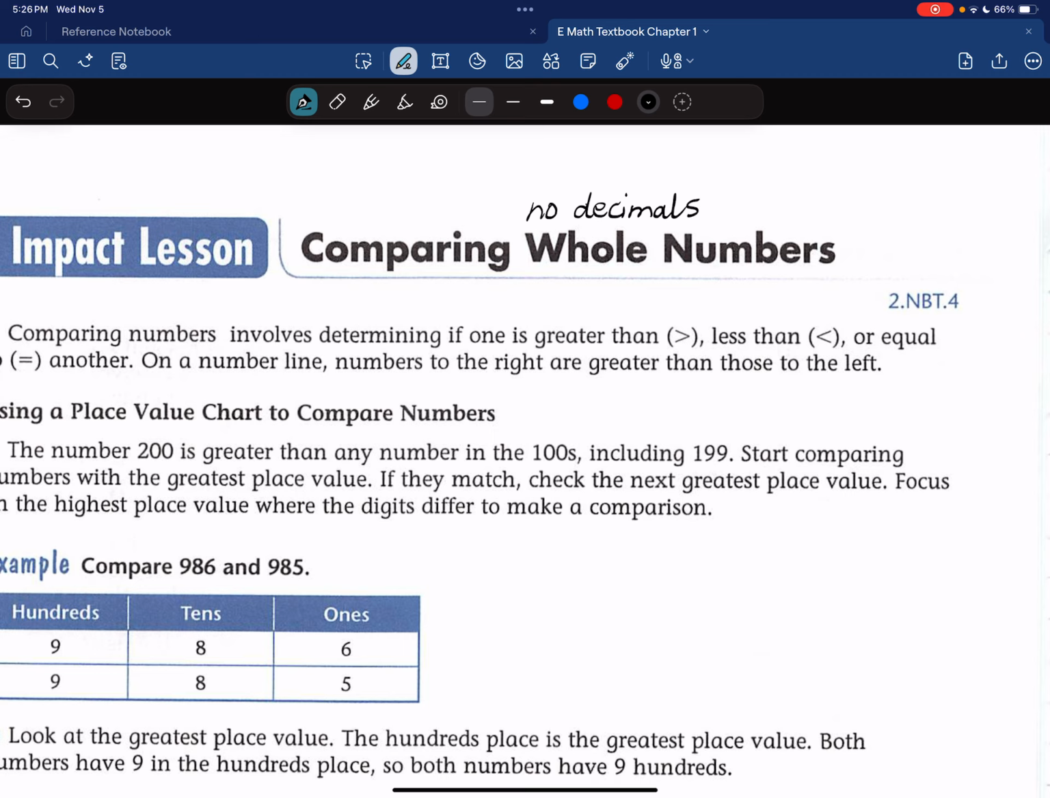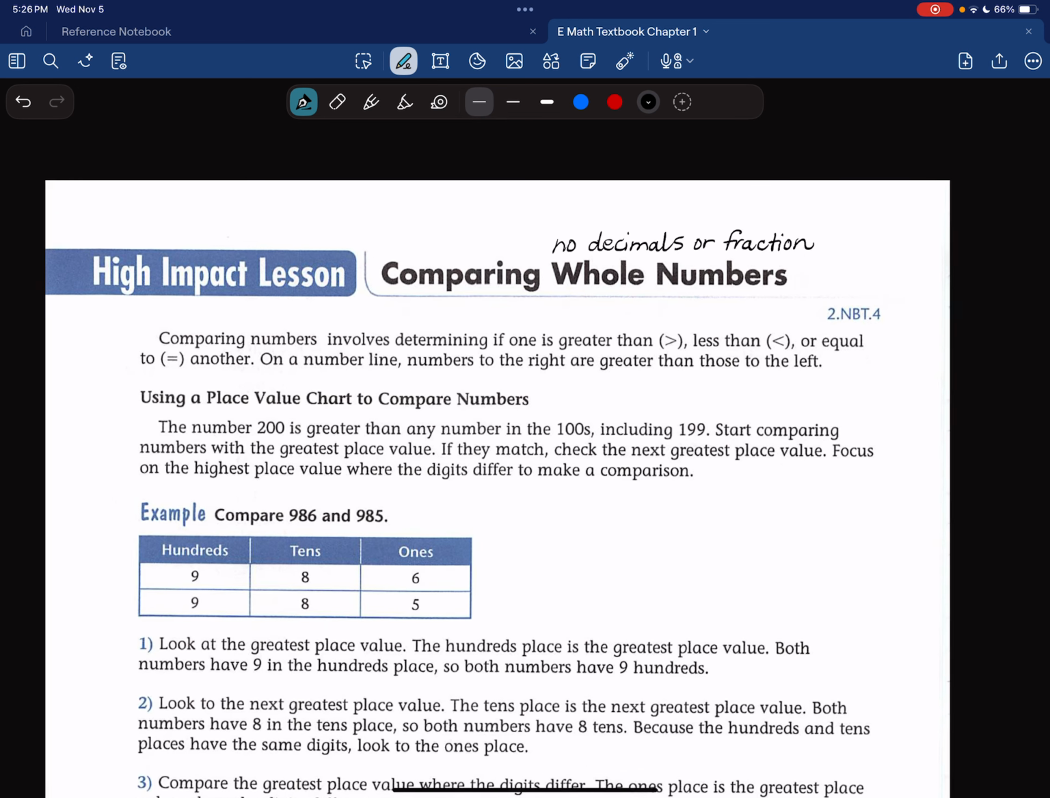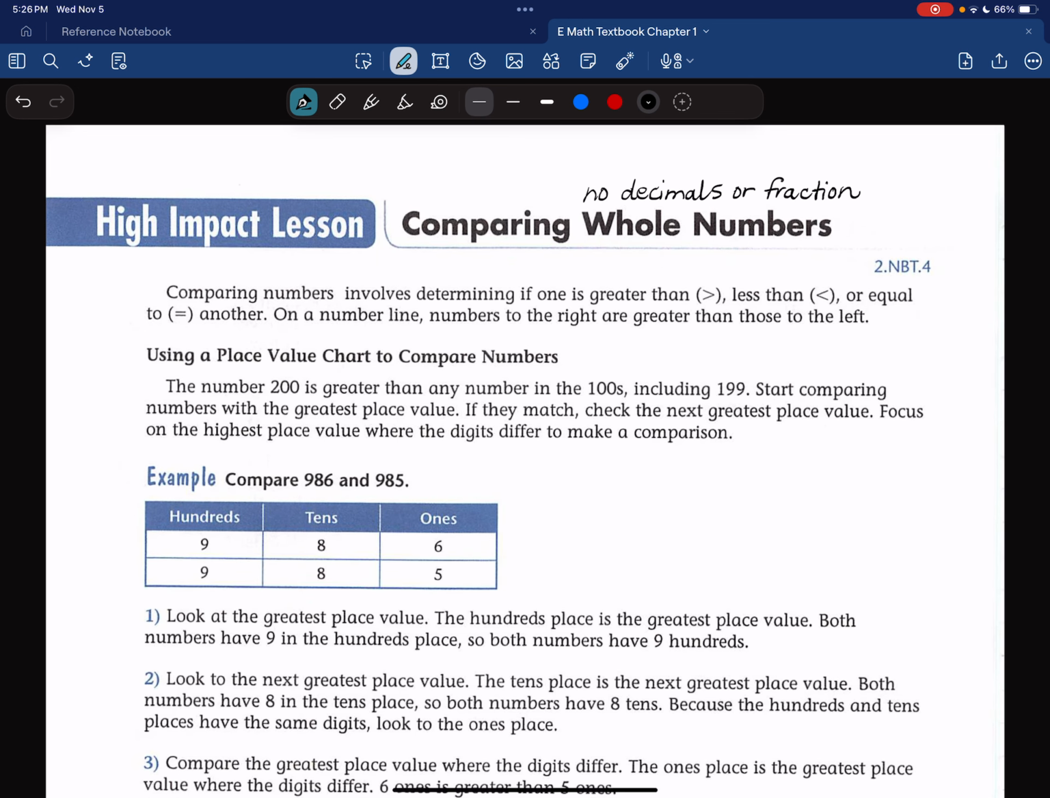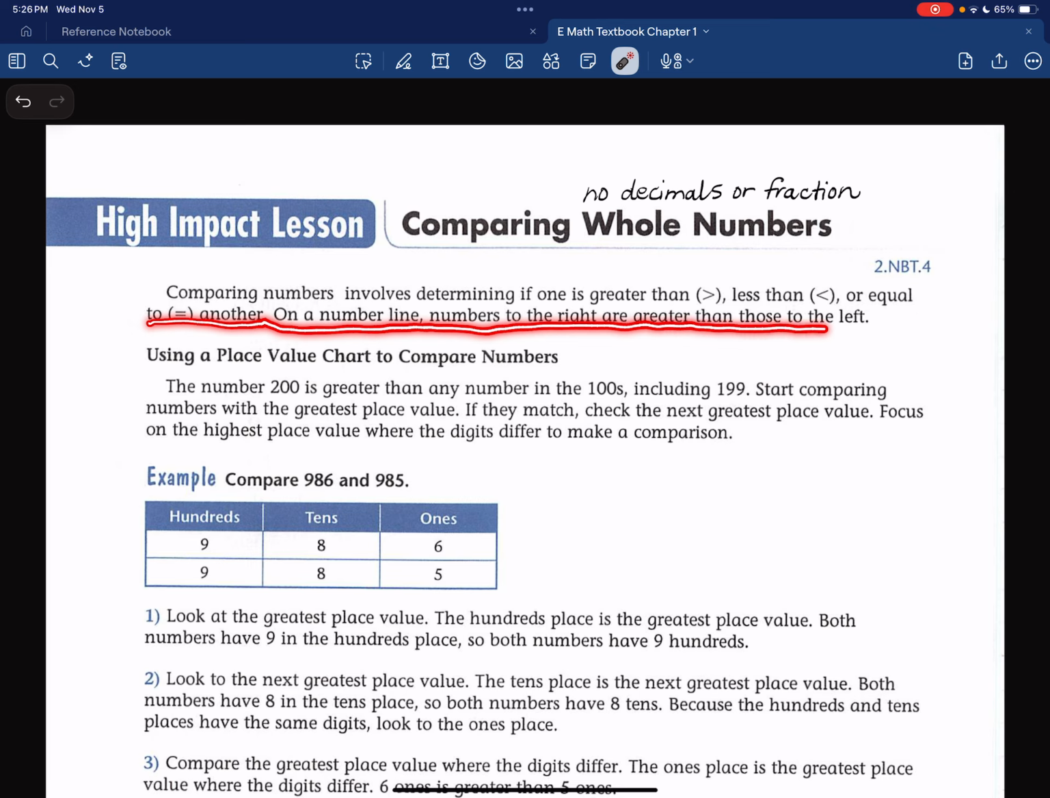No decimals or fractions if we're talking about whole numbers. Comparing numbers involves determining if one is greater than, less than, or equal to another. On a number line, numbers to the right are greater than those to the left.